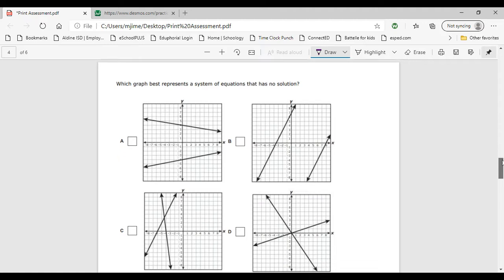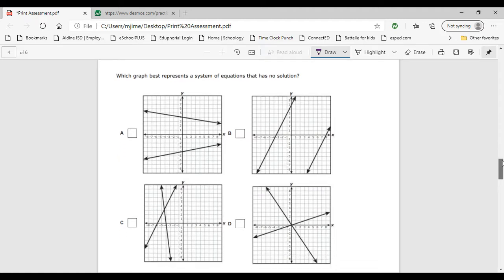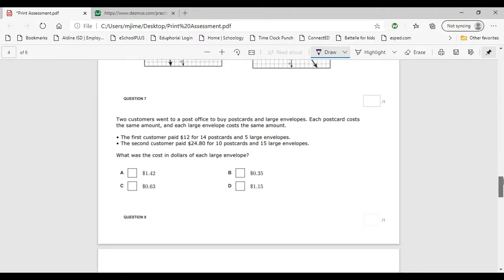All right, which system has no solution? Remember, no solution means that they're never going to touch. So which graph of these shows you that they're never going to touch?